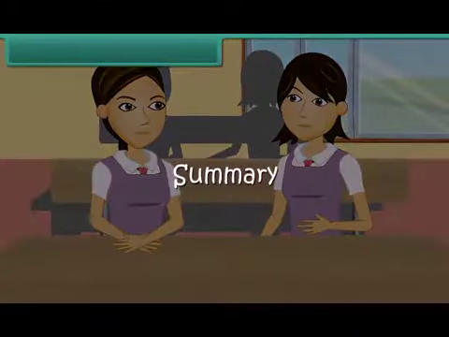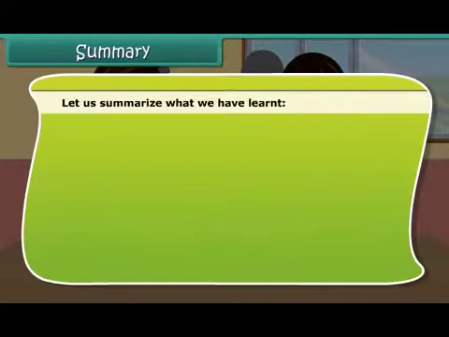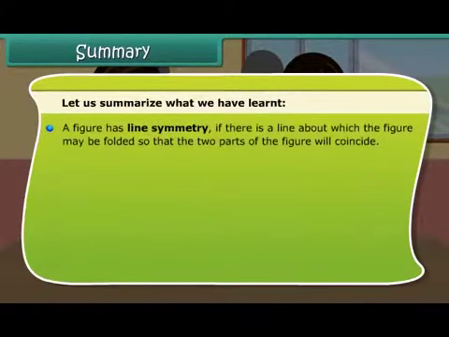Summary. Let us summarize what we have learnt. A figure has line symmetry if there is a line about which the figure may be folded so that the 2 parts of the figure will coincide.